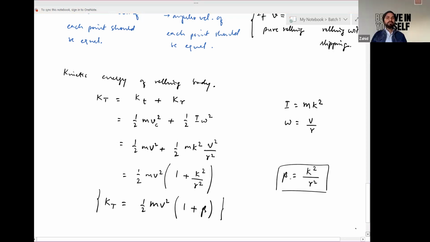So if you know the value of beta or the radius of gyration, you can define the amount of translational energy and the amount of rotational energy present in that rolling body. First, write it down. I'm giving an example.